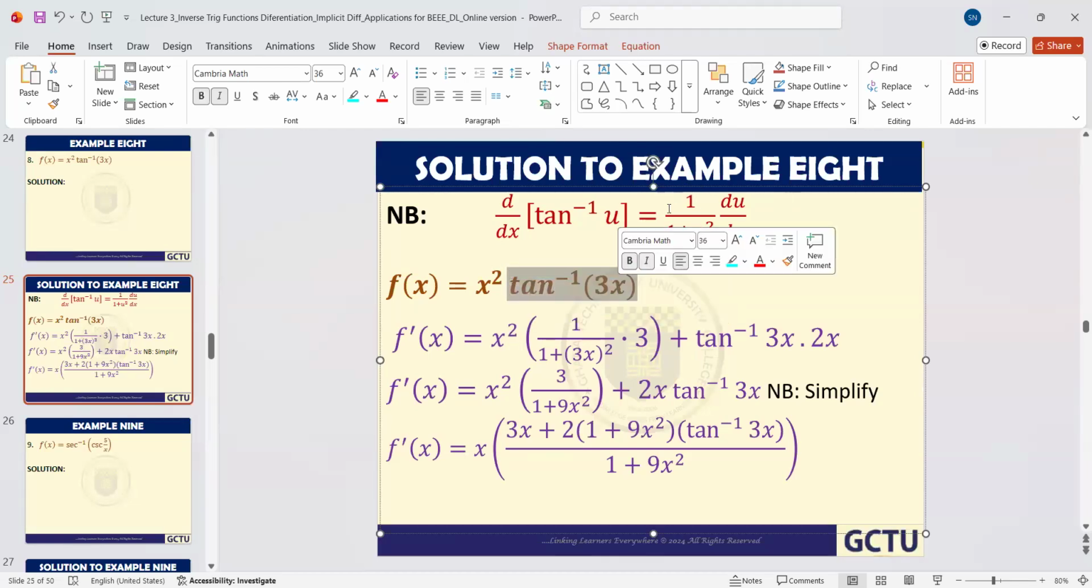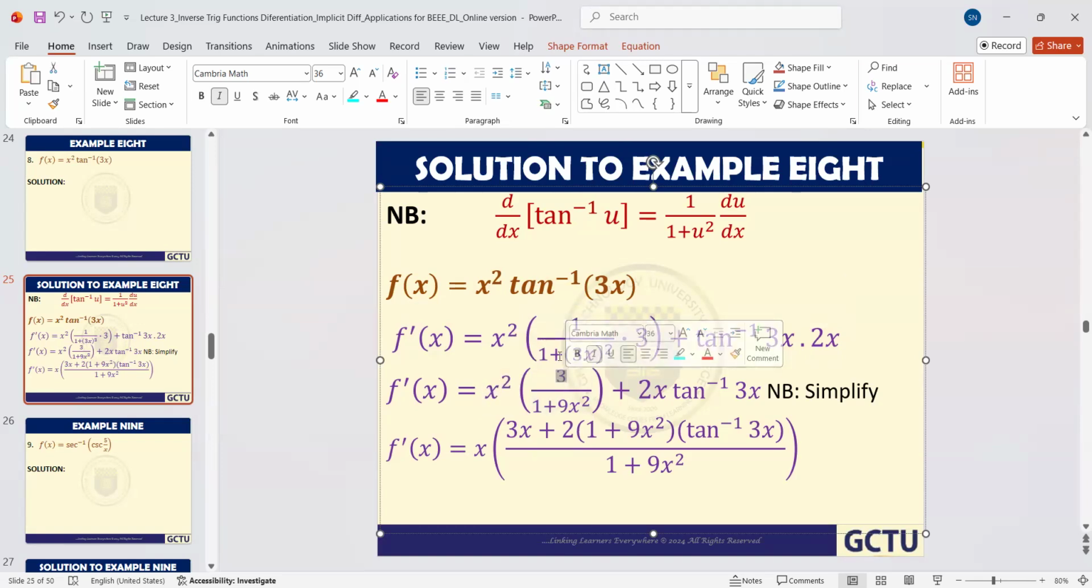So tan inverse, I have to use a formula here. So that gave me 1 over 1 plus 3x squared. Then I differentiate 3x, it gives me 3. Now, then I keep tan inverse constant and differentiate x squared. That gives me 2x. Now, when I simplify what I have here, I'm going to get x squared outside. Now, 3 will multiply the 1, gives me the 3 in the numerator. Then I expand 1 plus 3x all squared. It gives me 1 plus 9x squared.